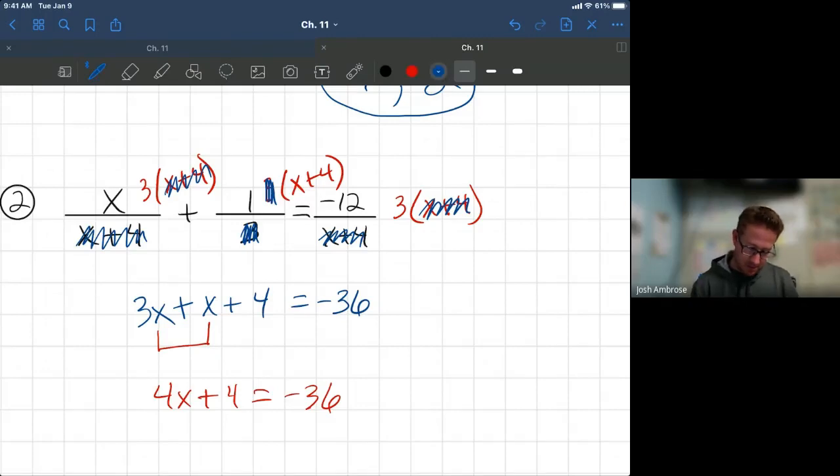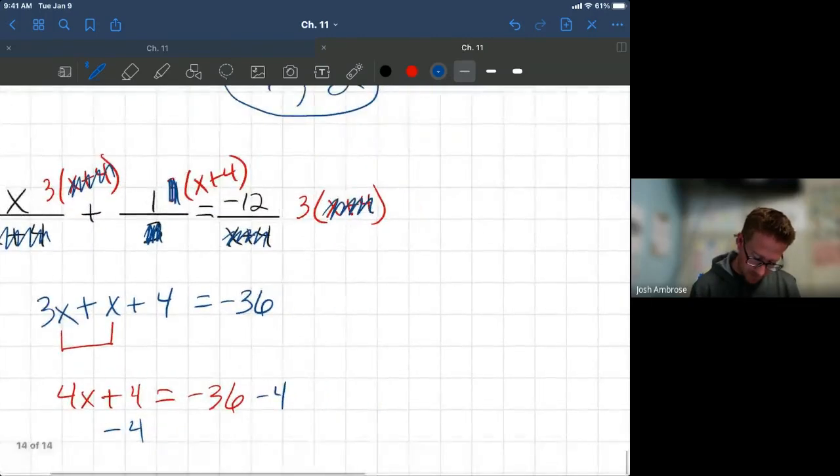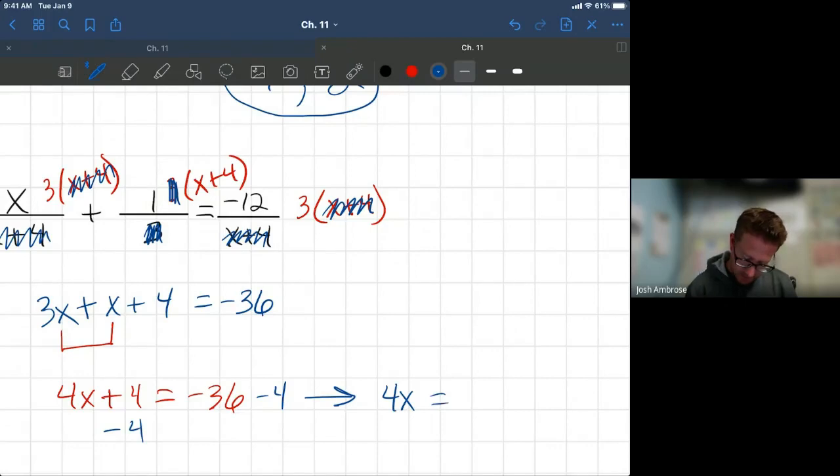Now, let's start to simplify this here. We don't have any squared, so we're not factoring. We're just using straightforward algebra, solving for x. Minus 4, minus 4. All right, so let's move that over there. 4x equals negative 40, and x equals a negative 10.